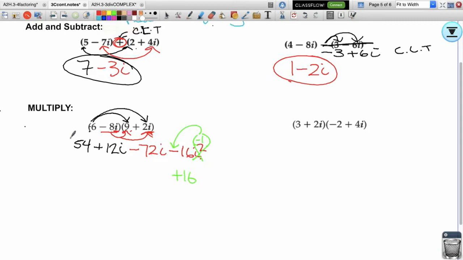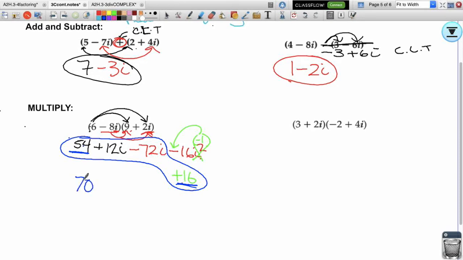So now I can look at all 4 of these pieces and combine like terms here, just like I would if I was traditionally FOILing, or double distribution. I have my real pieces, 54 and 16. They're both positive. I'm going to add them together. So 50, 60, 70 exactly.